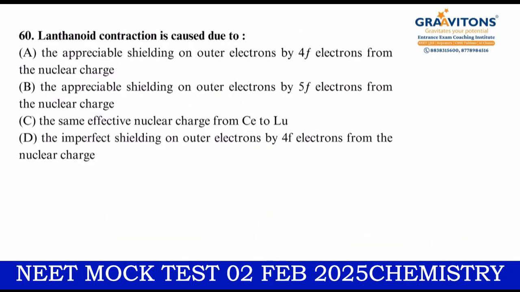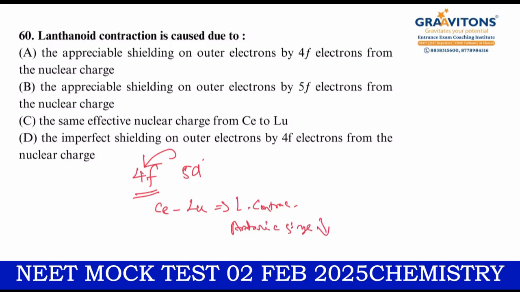60th question. Lanthanide contraction is caused due to, it's such a direct question. We know that because of the poor shielding effect of 4f orbital, electrons, instead of filling 5d, enter into 4f, isn't it? Because of this poor shielding effect of 4f, that leads to lanthanide contraction. When you move from cerium to lutetium, which feels the lanthanoid contraction, atomic size decreases due to increase in effective nuclear charge. And hence, option D, the imperfect shielding of outer electrons by 4f electrons from nuclear charge, will be the right option.